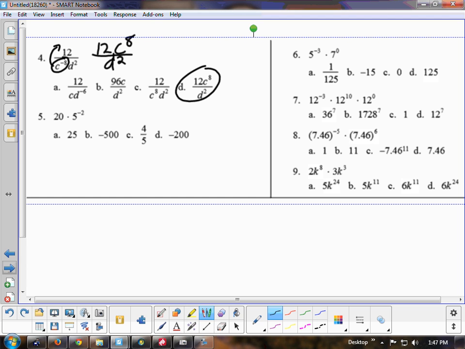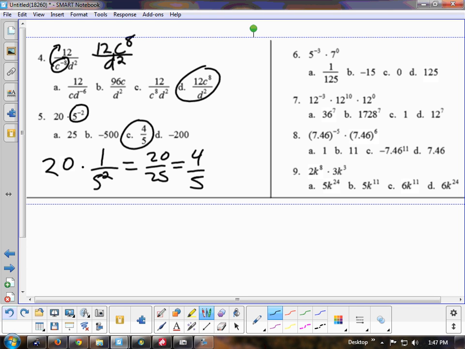Looking at number 5. I have 5 to the negative 2. It's in the wrong spot. So this is going to turn into 20 times 1 over 5 to the positive 2. And then this turns into 20 over 25, which reduces to 4/5.